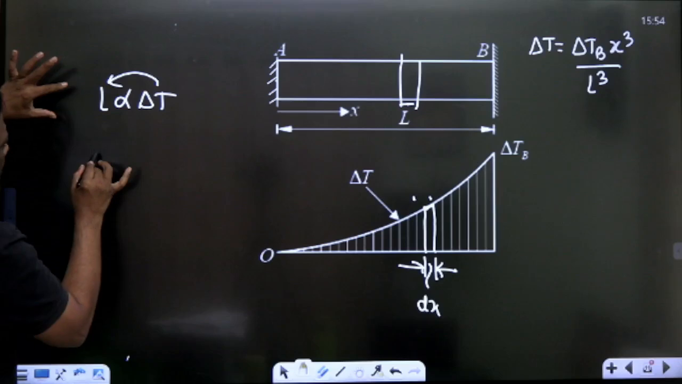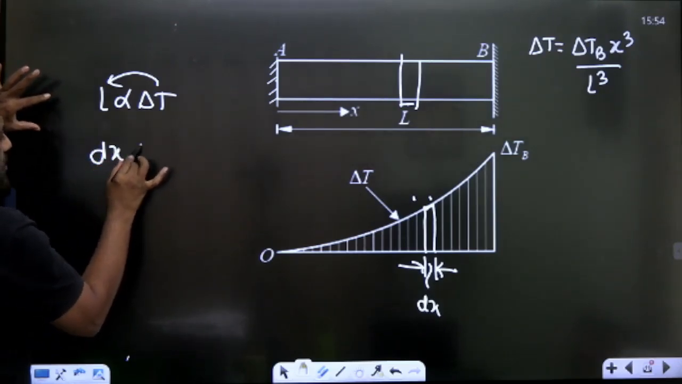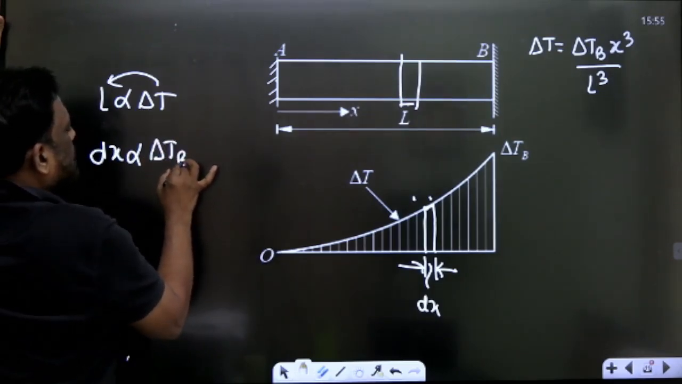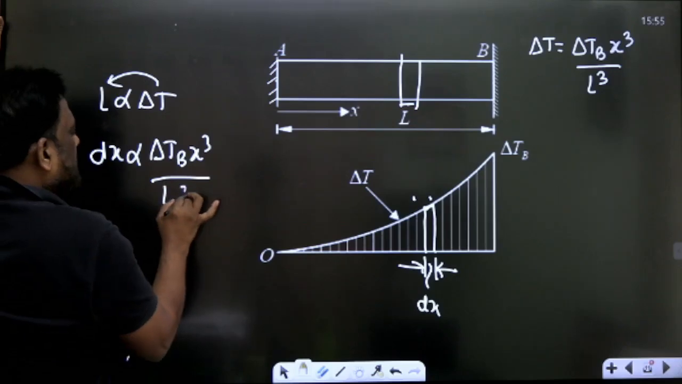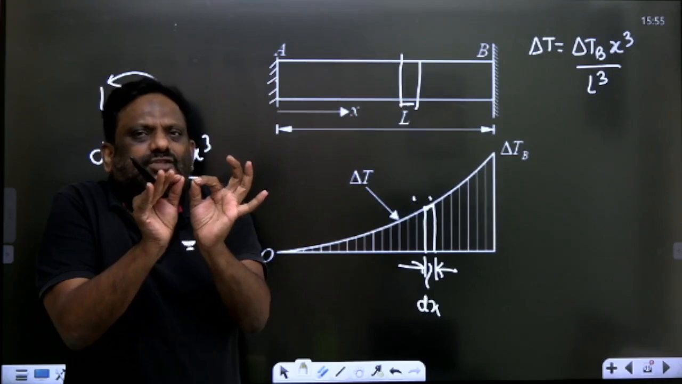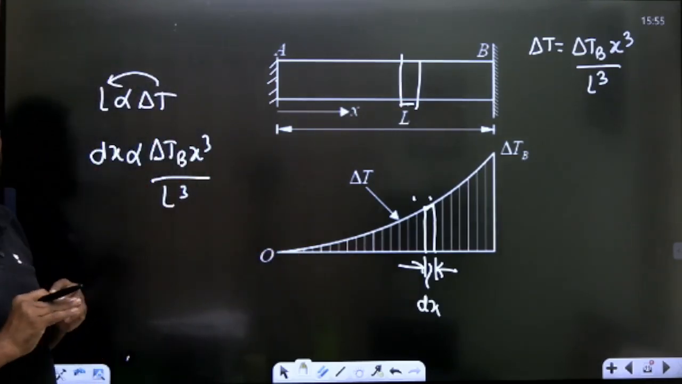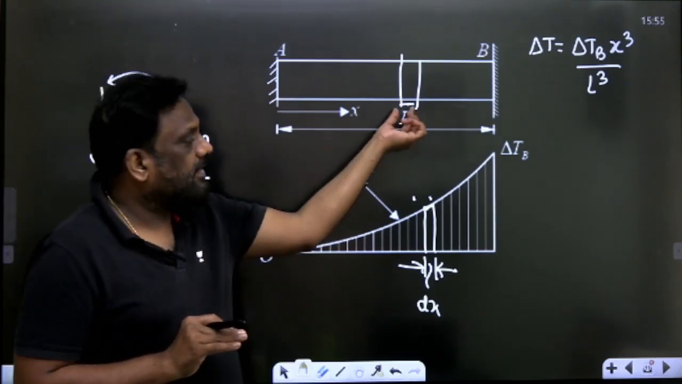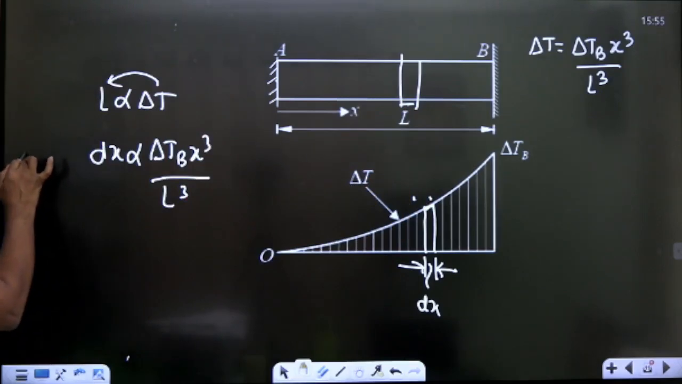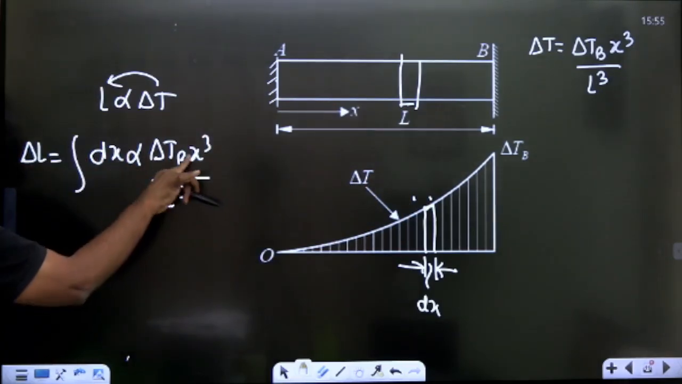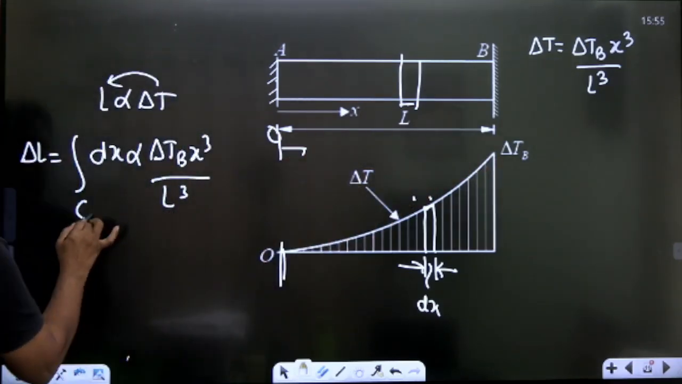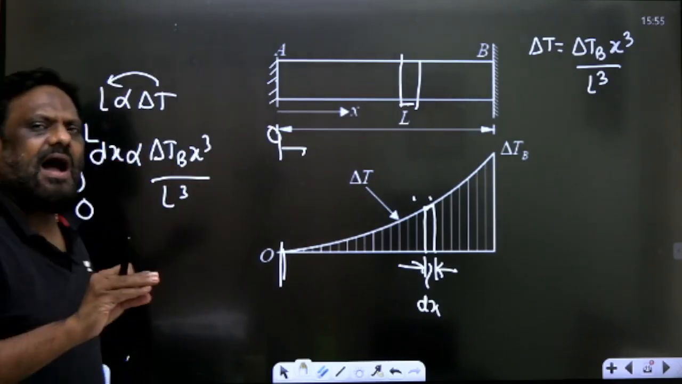So my L will be dx, alpha is constant, delta t. What is delta t? Delta tb x cube by L cube. This is the expansion in a small length dx. If you are heating the small length dx, it will expand this much. But are you expanding only the small length? No, you are heating completely. So integrate this. The total expansion will be equal to the integral, x is varying from 0 to L. That's it sir, once this comes, it is finished.